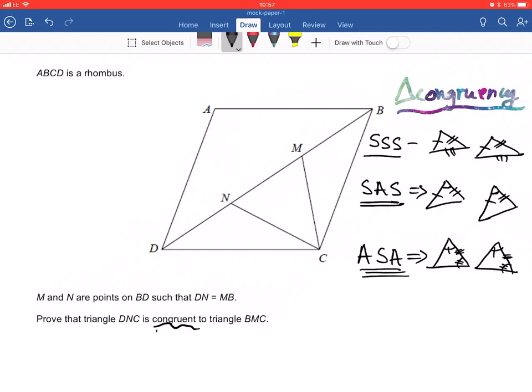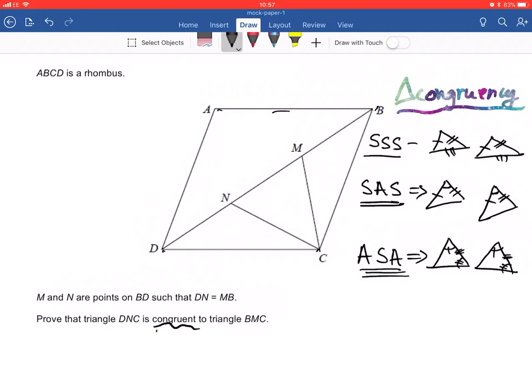Now let's apply it and see how this works. This is a 3-mark question, but it's going to be a long clip just because you guys got an introduction to this as well. So let's read the question. ABCD is a rhombus, which it is. Here it is, ABCD. M and N are points on BD such that DN is equal to MB.